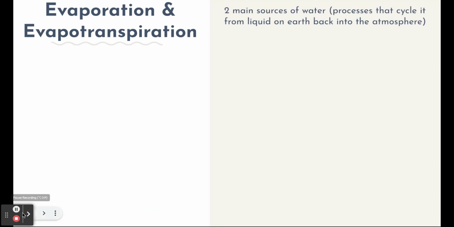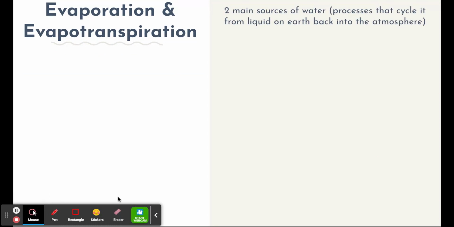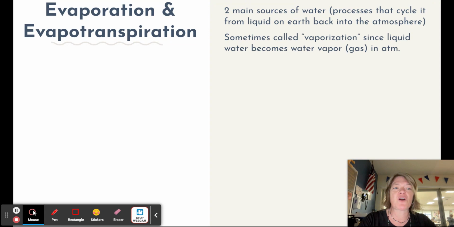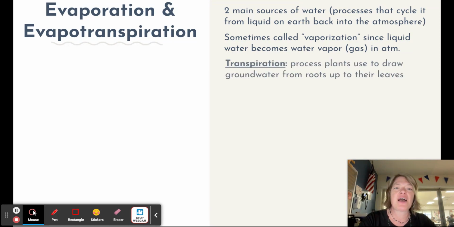Okay, so continuing on here, we see that there are two main sources of water vapor, and these are processes that cycle water from liquid on Earth back into the atmosphere. Sometimes they're called vaporization, since the liquid becomes water vapor, and we just tend to call water vapor gas. There are two ways that this happens, and the first is transpiration.